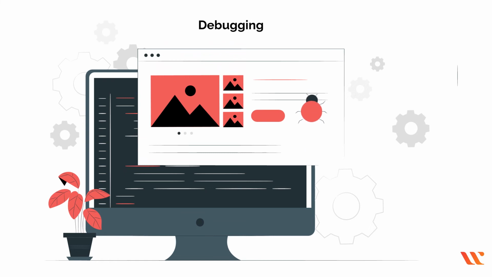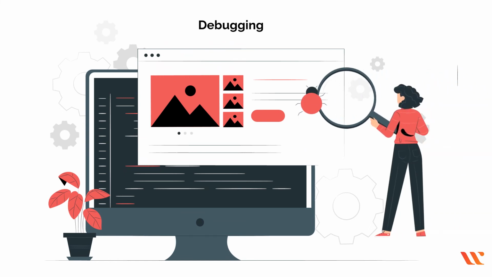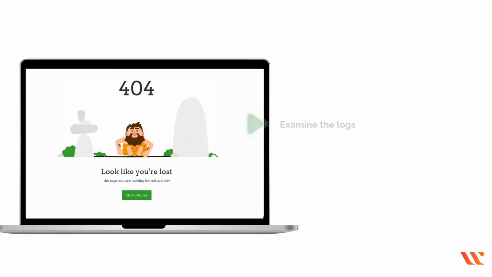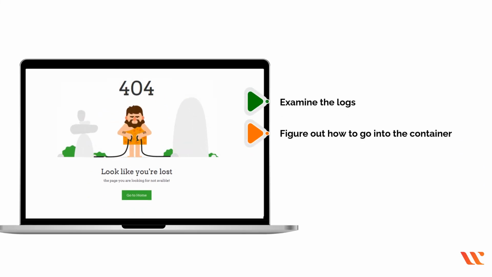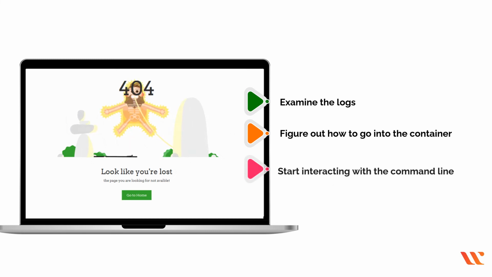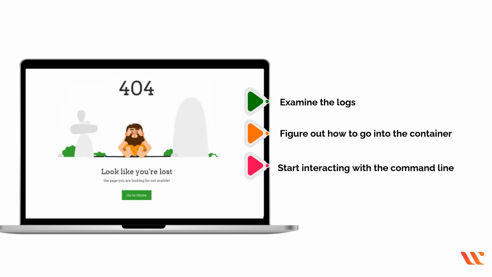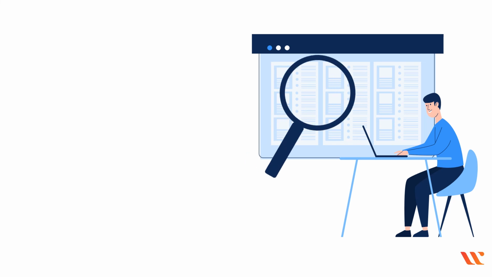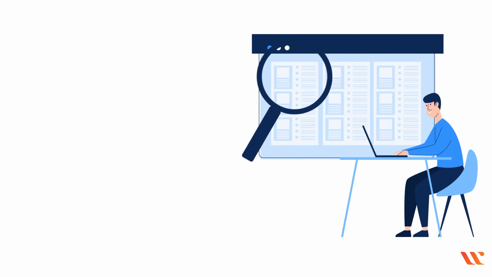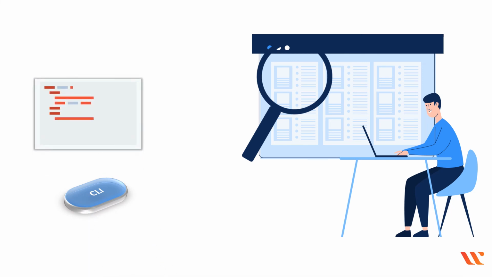The next ability to learn is debugging. Many times an error may occur, and you'll need to examine the logs and figure out how to go into the container and start interacting with the command line to figure out what's wrong. Docker Desktop comes in handy in instances like this. You can browse and search through all of the logs in the operating container. By pressing the CLI button, you can run commands in the container. This will take you to the root of the container's file system.